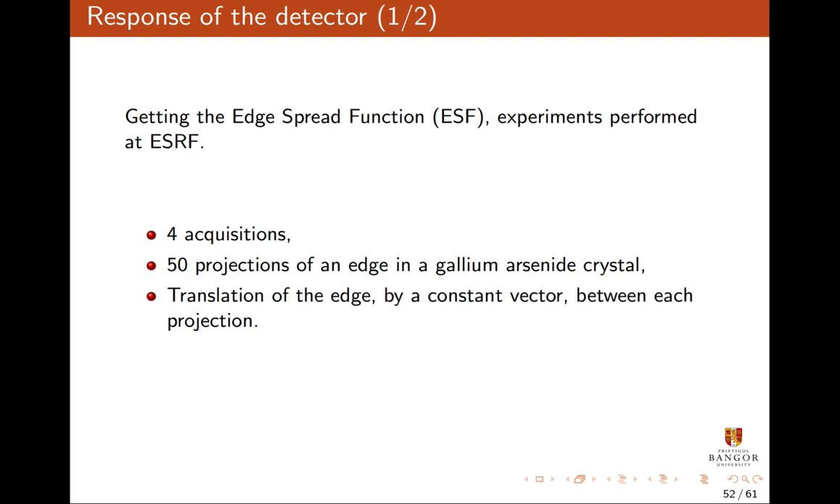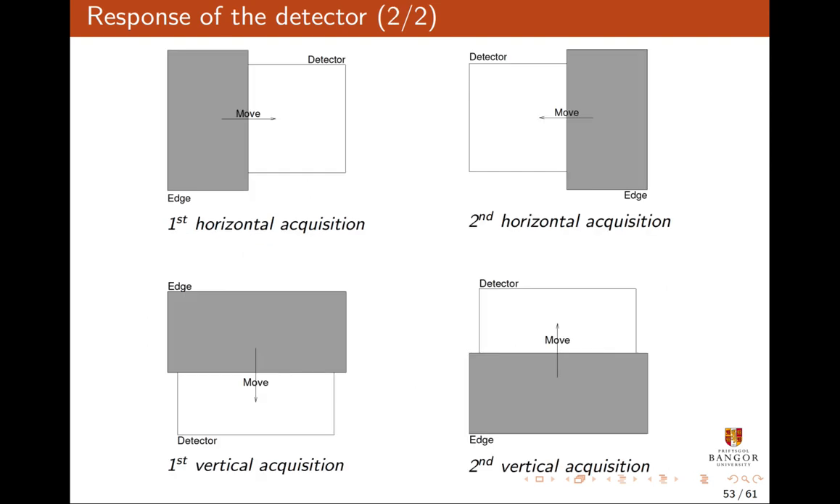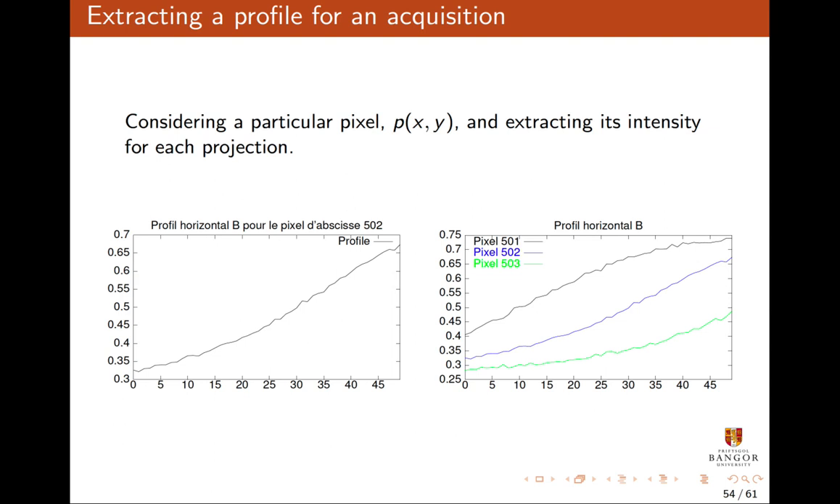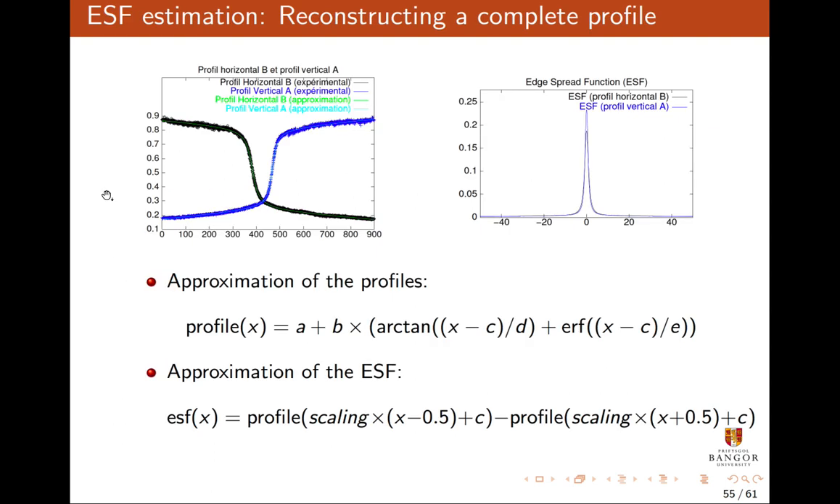Then, we did some experiments at the ESRF to get the edge spread function so that you have an idea of the PSF. Using the moving edges technique, we did it along the horizontal axis, both directions, and the vertical axis, both directions. We extract the profiles, reconstruct the profiles from different pixels, and do a fit of this data with a curve, so this model. Then, using the derivative, you get the edge spread function, which could be used as a PSF.